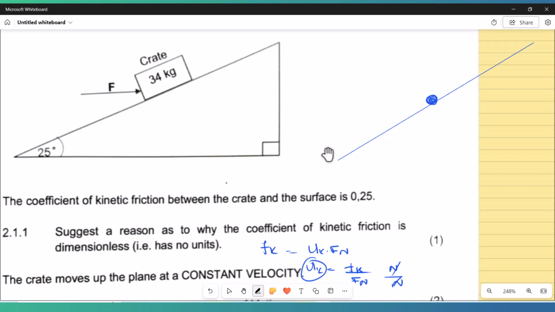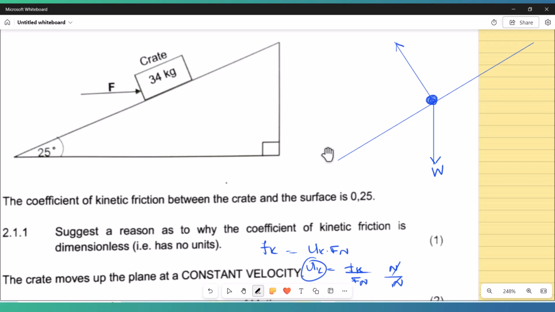Because we know it's a body of 34 kg, it has weight. So this is my weight, which acts downwards. That's our weight Fg, or you can call it W. Then, being on the surface, it exerts a normal force. Normal force means it is perpendicular to the surface. As you can see, this is perpendicular, so that's our F normal.